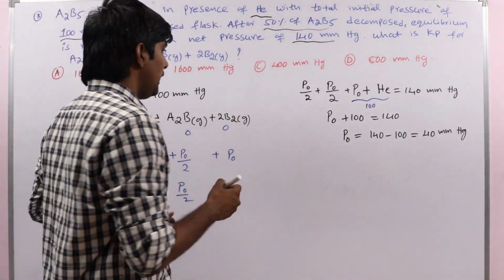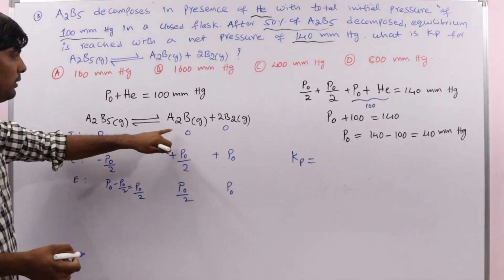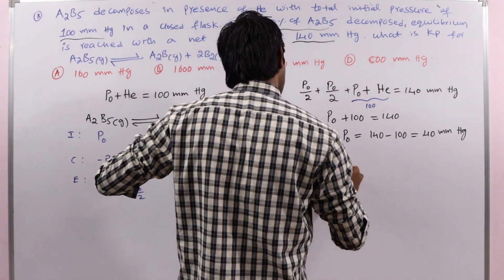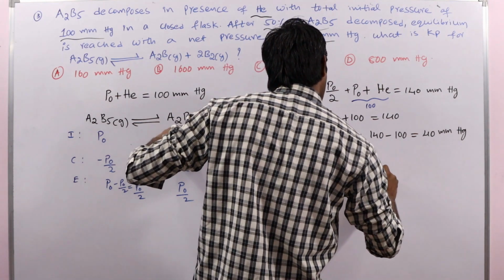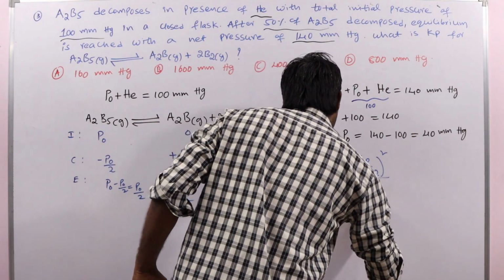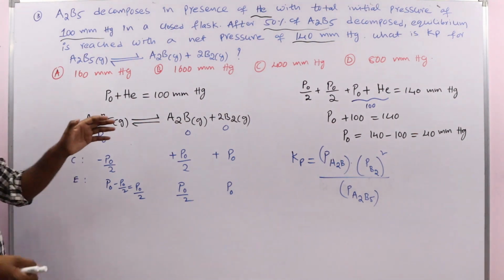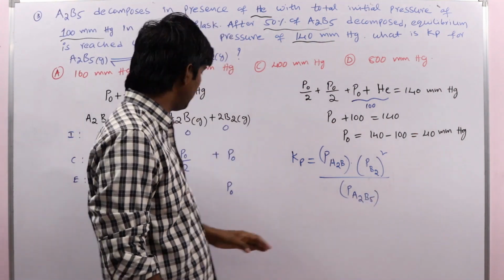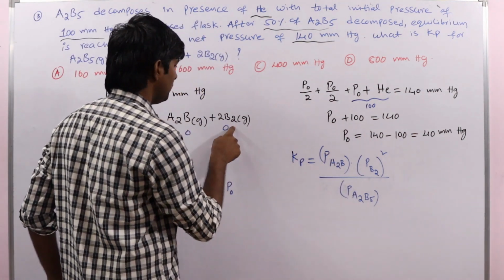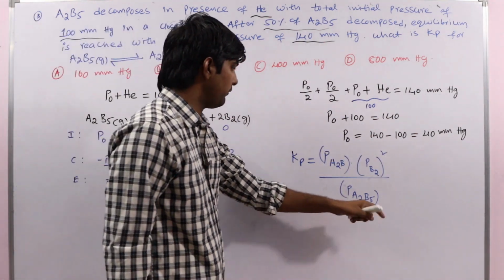Now Kp, what is the Kp expression for this? Kp expression for this equilibrium is equal to partial pressure of A2B into partial pressure of B2 whole power 2, divided by partial pressure of A2B5. This is the equilibrium constant expression in terms of partial pressure for this system. The stoichiometric coefficient comes here as the power.